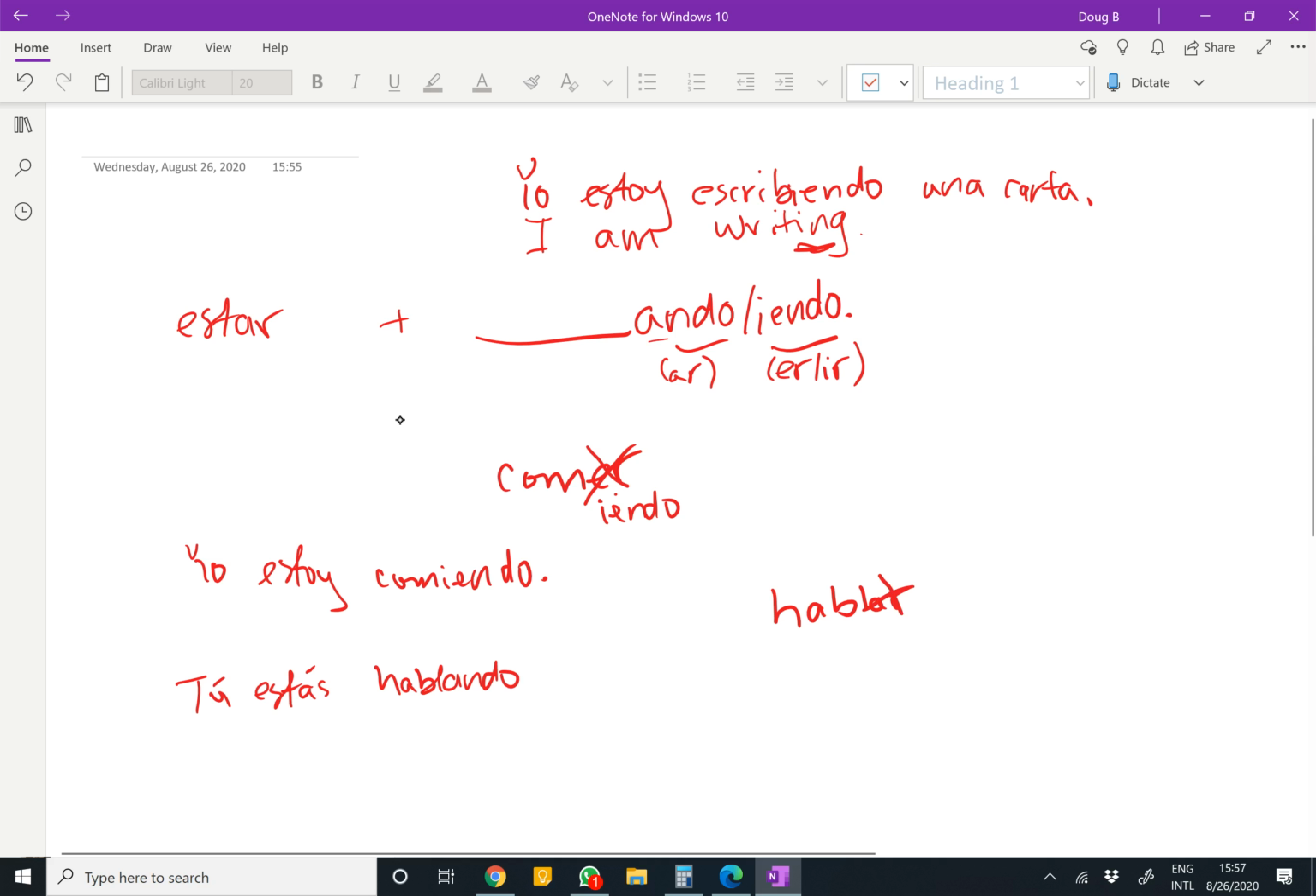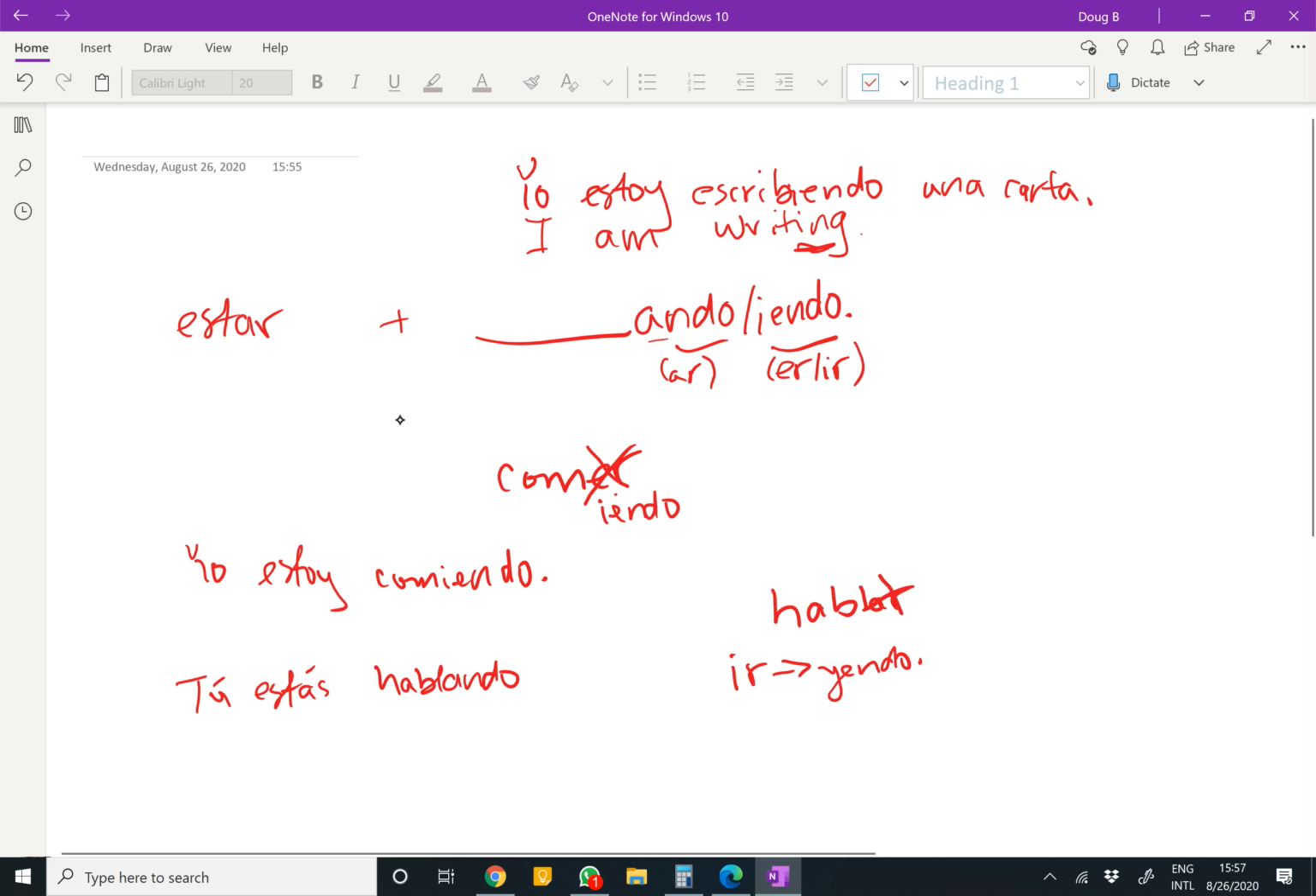One of the nice things about the present progressive is that there are not that many exceptions, but there are a few exceptions. For example, ir becomes yendo, right? That's the form. So yo estoy yendo a clase. I am going to class.